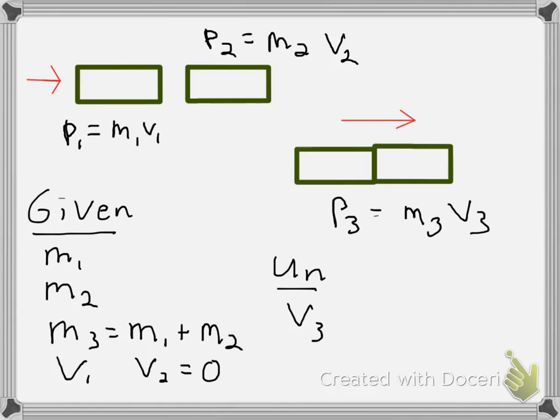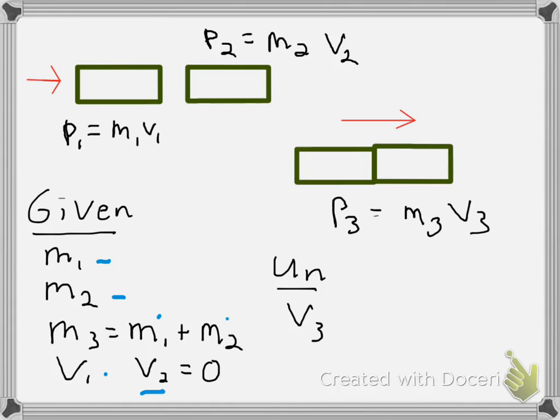What I've said is that we know M1, we know M2, because those were given. And M3 was not given, but we know that if they stick together and move as one, then the total mass, M3, is just going to be the sum of the individual masses, M1 and M2. So we know M3. We have to do a small calculation to get it, but we know what it is. And V1 is given, and V2 was given as 0, and I've just drawn that it equals 0 to remind ourselves that it is 0.